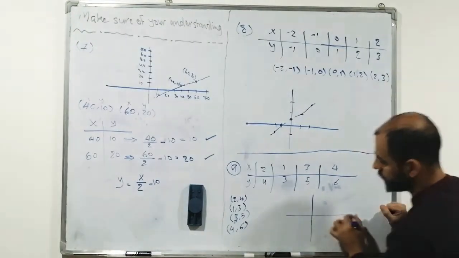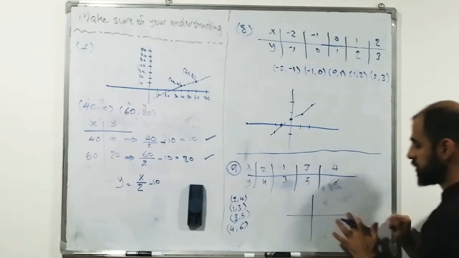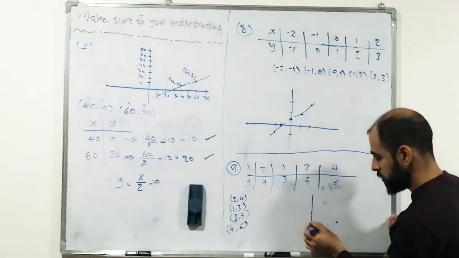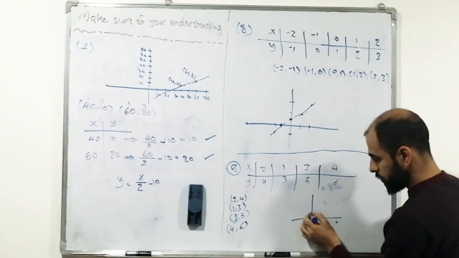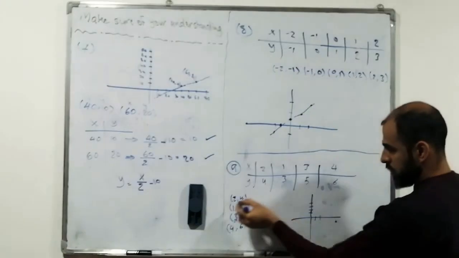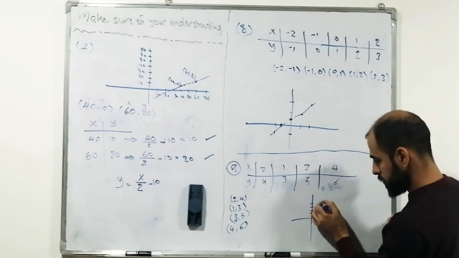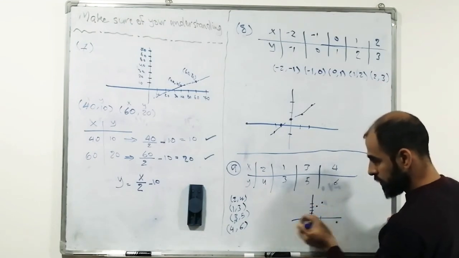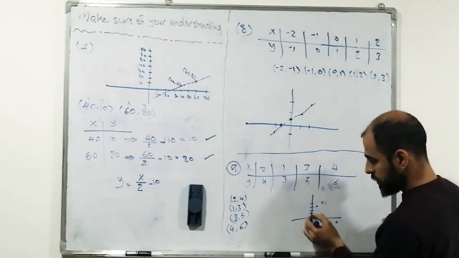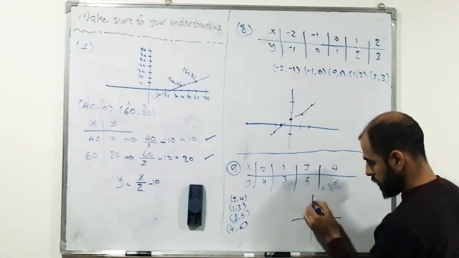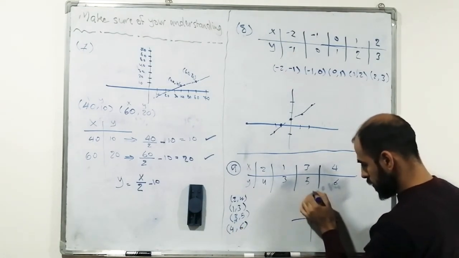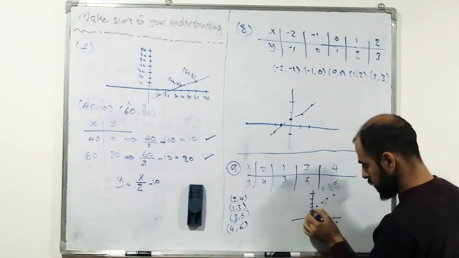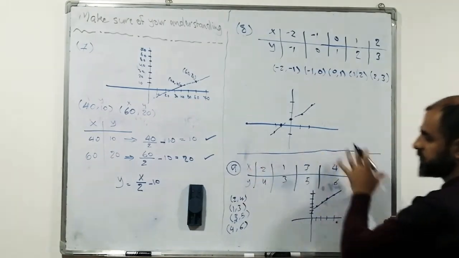Now we have to determine the ordered pairs in the coordinate plane. 2, 4, 1, 3, 3, 5, 4 with 6. So this is the graph or diagram of this function table.